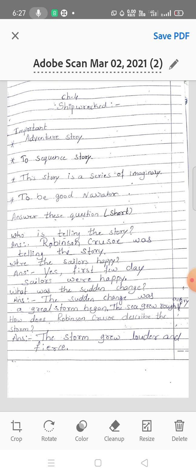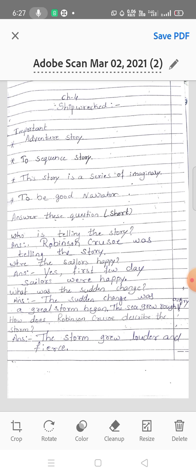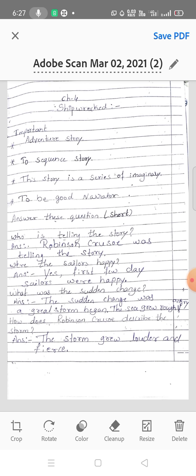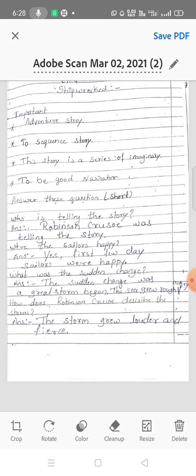Sequencing is very important. You are going to get 5 marks for a story in the writing section, so you have to learn sequencing stories. I will revise you many times, no need to worry about that. This story is a series of imaginary events told by a good narrator. ये जो स्टोरी है वो इमेजनरी है, और ये स्टोरी जो गुड नरेटर इज अ क्रूशो, उनसे बोला गया है.